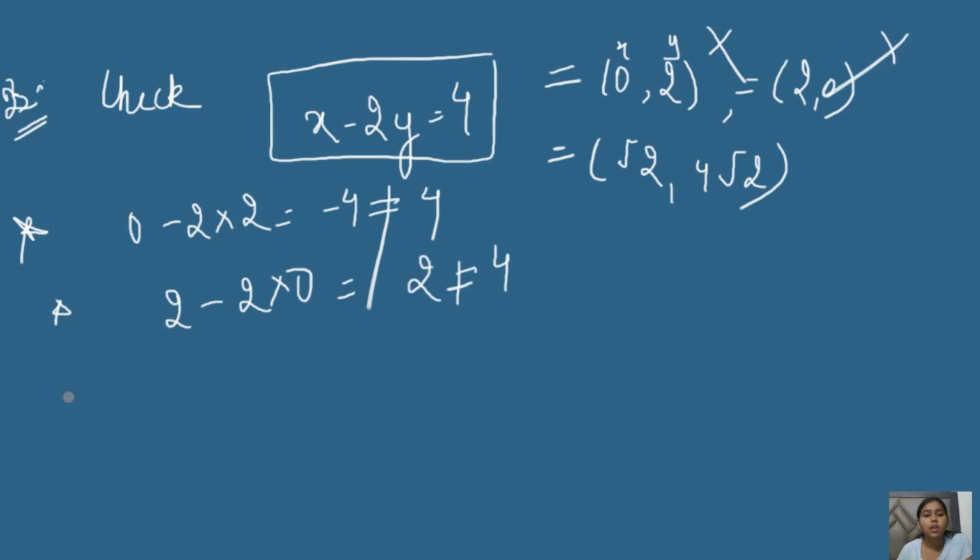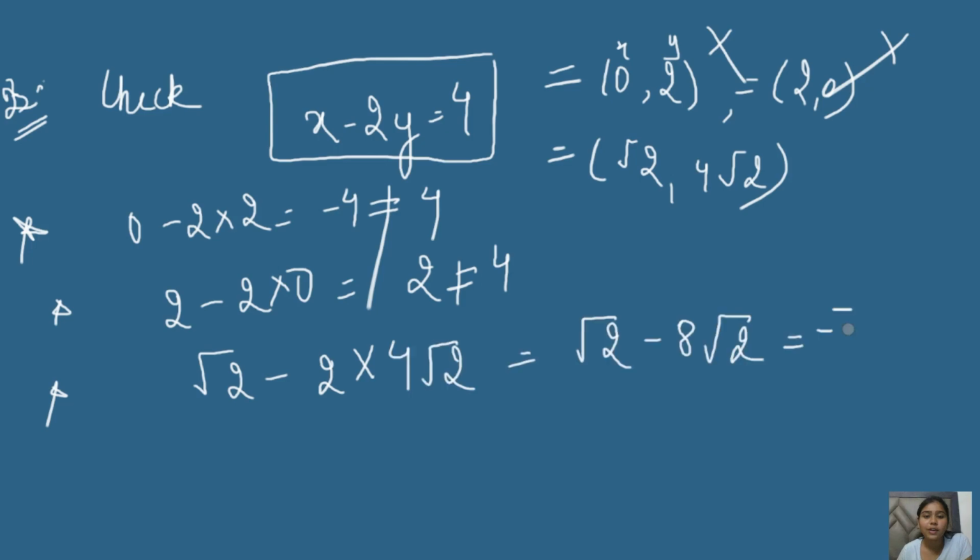Now the next one is, put x equals root 2 and y equals 4 root 2. So what you will get is root 2 minus 8 root 2. So this is minus 7 root 2, which is not at all equal to 4. Hence this is also not a solution of the particular equation, right?